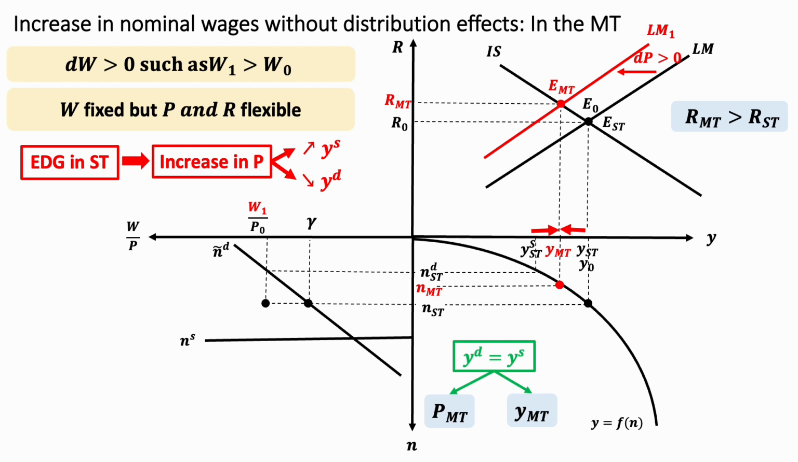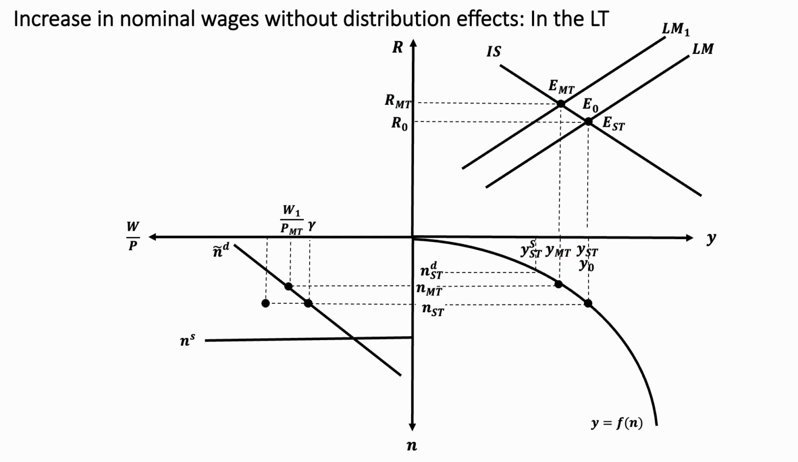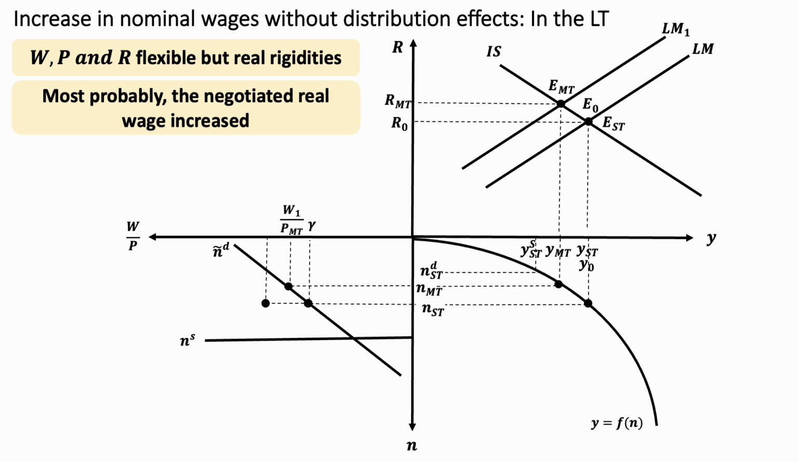Employment will therefore decrease compared to the short term. We see here again the apparent paradox of the medium term. Employment decreased, even though the real wage went down due to the increase in prices. In the long term, W, P, and R are flexible, while real rigidities remain in imperfect competition.